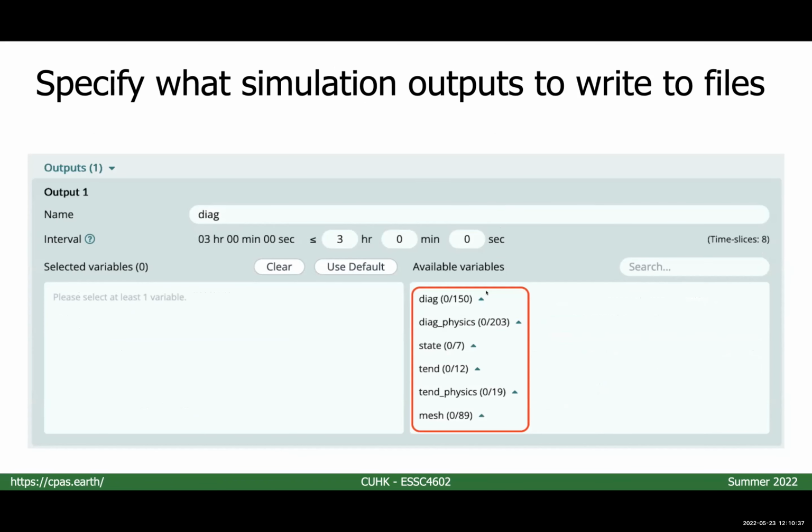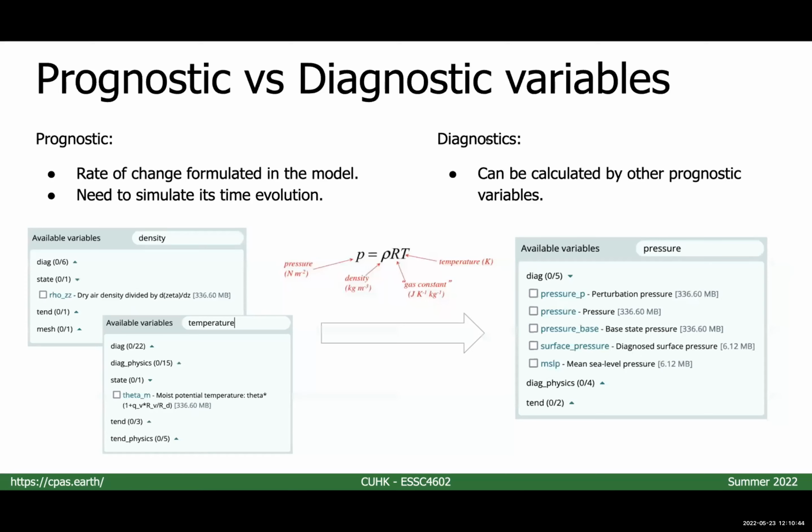And then there are a lot of variables to choose. So what are they? First of all, I need to introduce 2 adjectives. One is prognostic, the other diagnostic. Prognostic variables are those variables that are simulated basically in the model. The rate of change of these variables are formulated in the model and usually in the dynamic core.